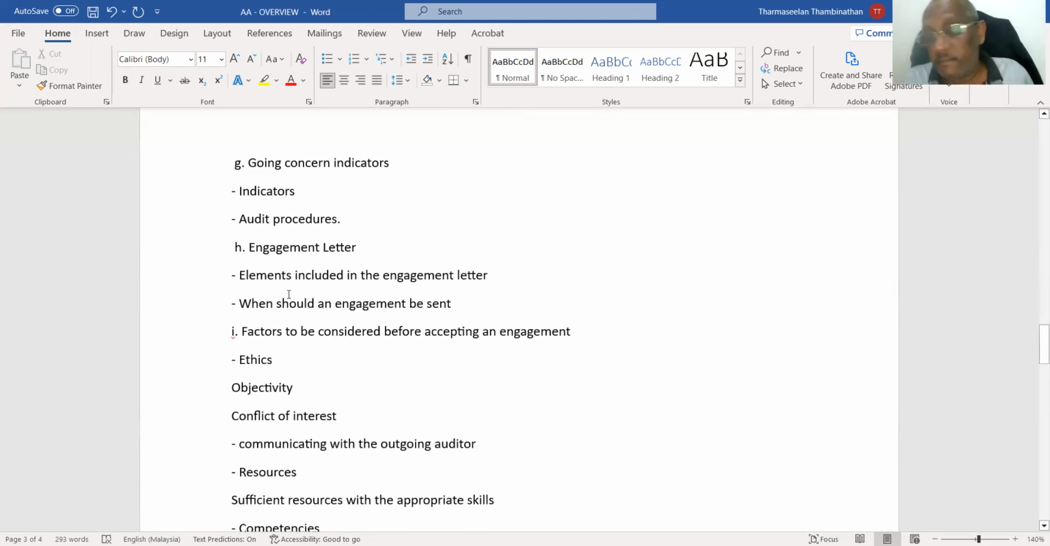Engagement letter: straightforward normally, if it appears. What are the elements included in the engagement letter? Half a mark for each element. They normally use the word list. They give you 3 marks and they expect you to give 6. They would tell you 6 elements of the engagement letter, which means half a mark each, in which case you merely list things like computation of fees or how fees are to be determined. Just list it, do not explain.